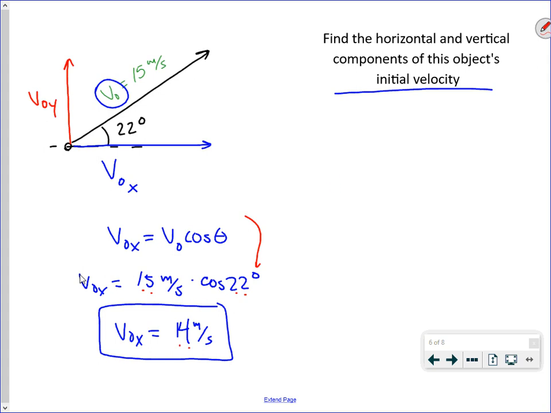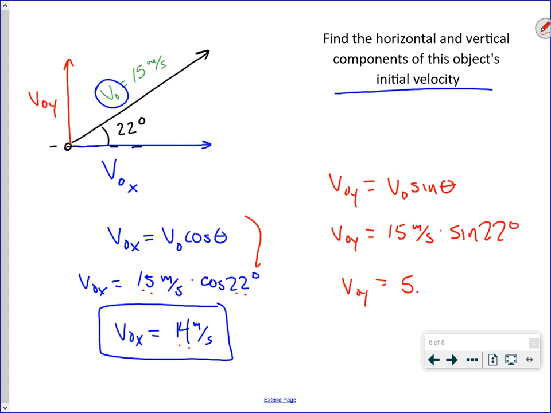The vertical component, V naught y, is V naught sine theta. V naught y is 15 meters per second times the sine of 22 degrees. V naught y is 15 sine 22. 5.6 meters per second. Easy peasy, right? Can I just use law of sines? Whatever you want, man. This is the way I'm gonna do it every single time I talk about how to find components.